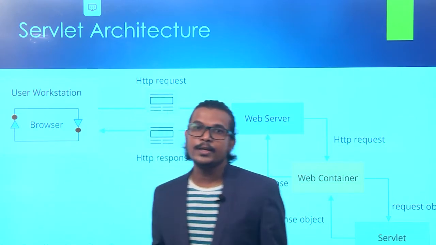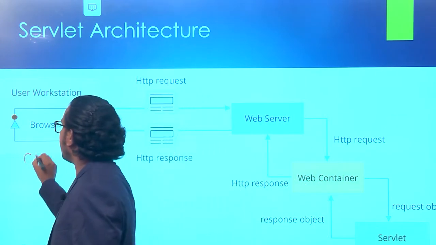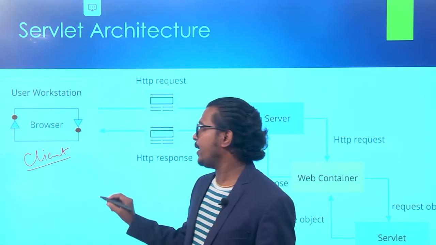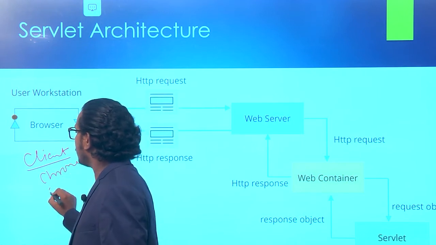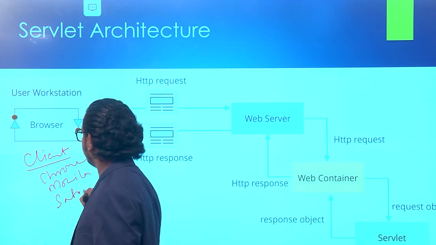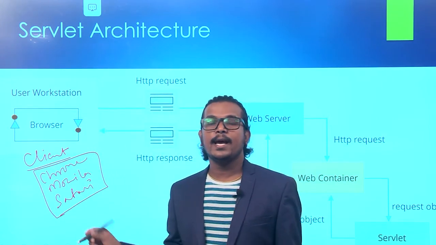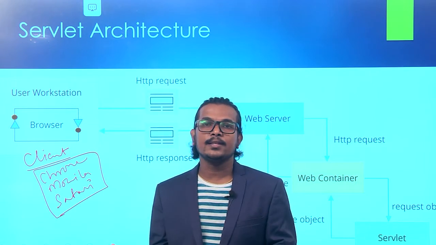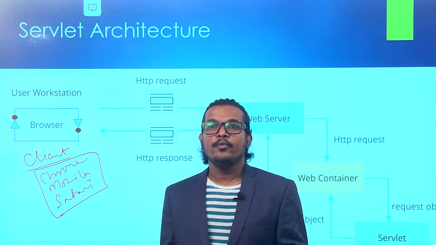So here we have the client machine, which is nothing but our browser. Browsers are Google Chrome, Mozilla, and Safari. These are the web browsers. With the help of these web browsers only, we are accessing the internet, google.com, yahoo.com, or facebook.com.